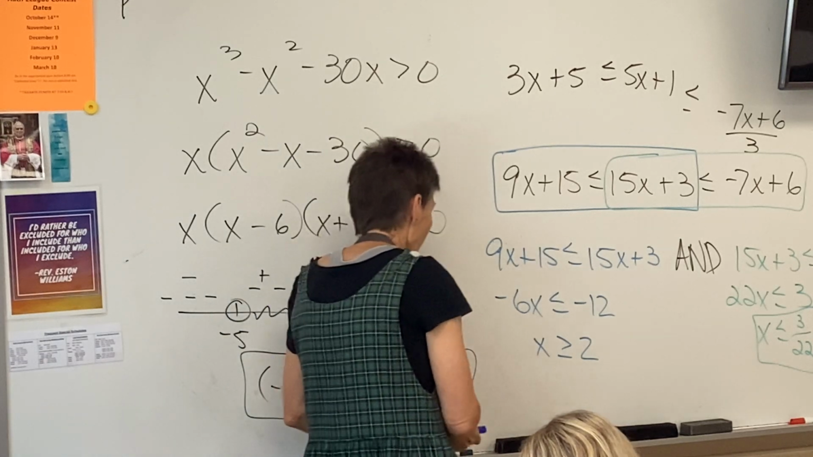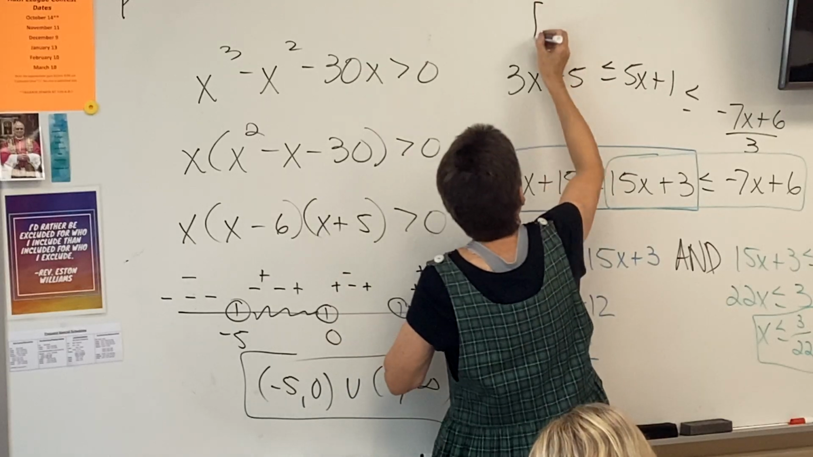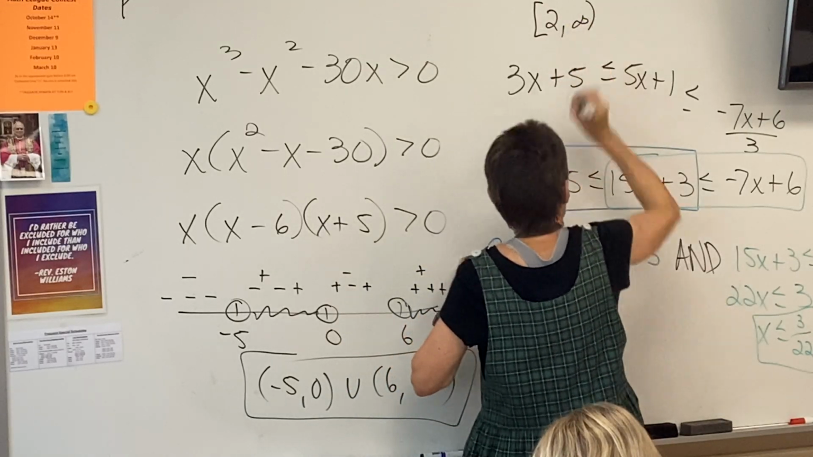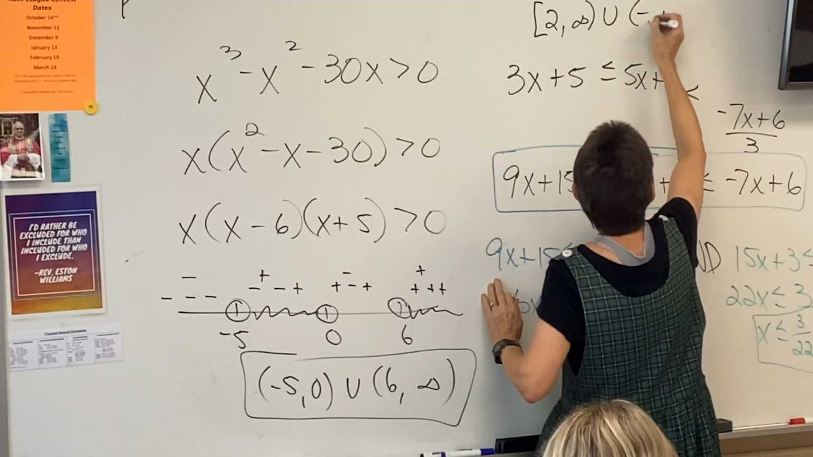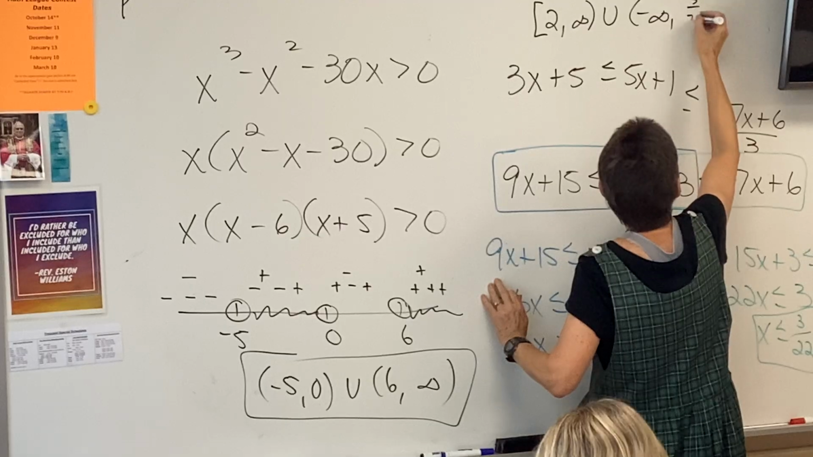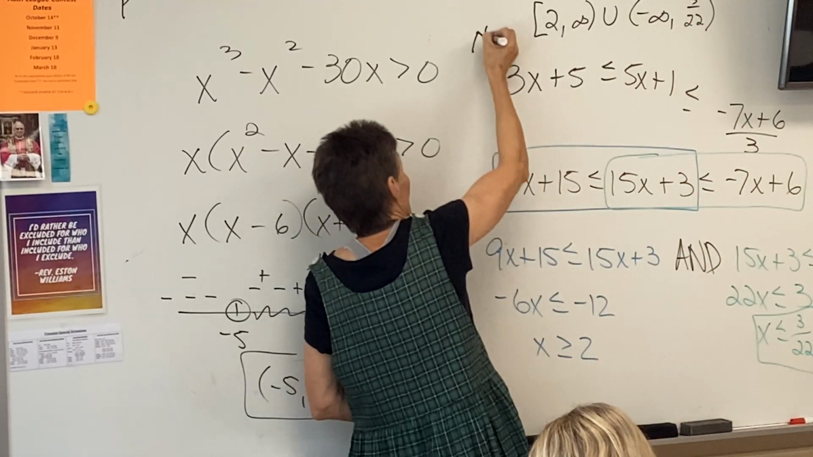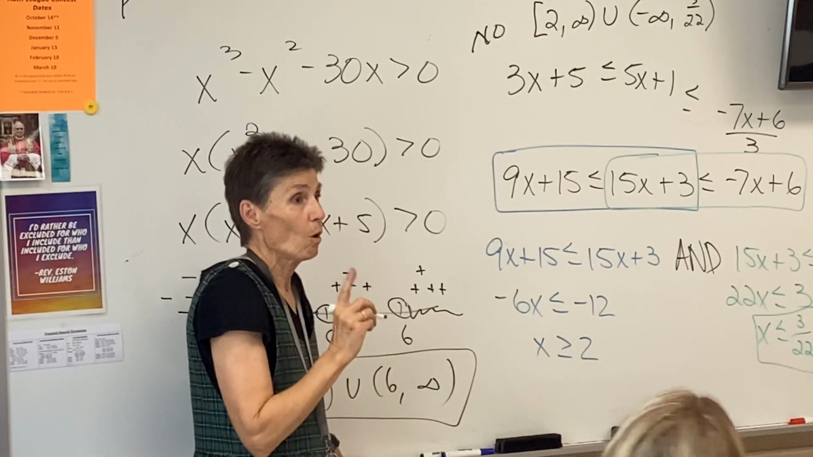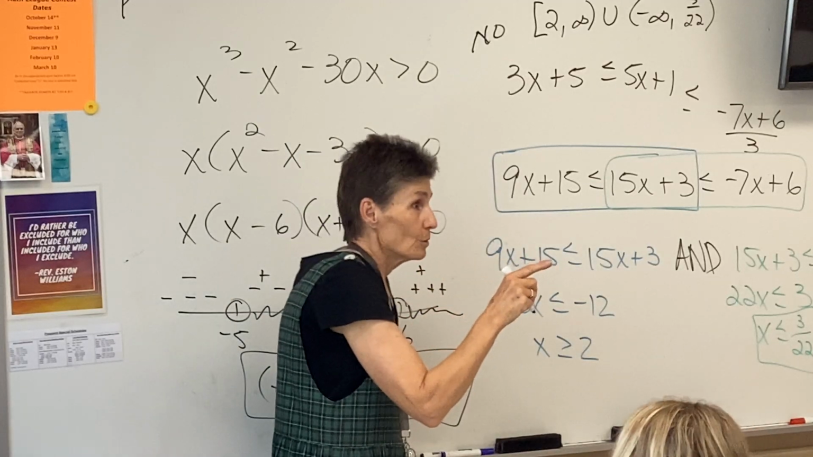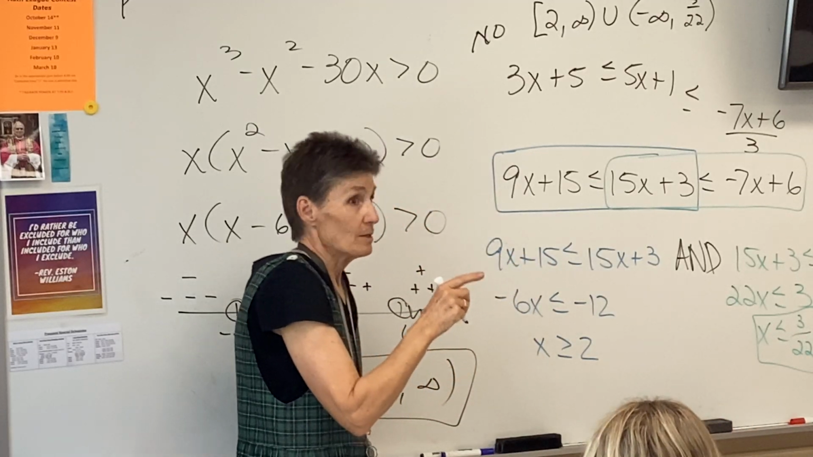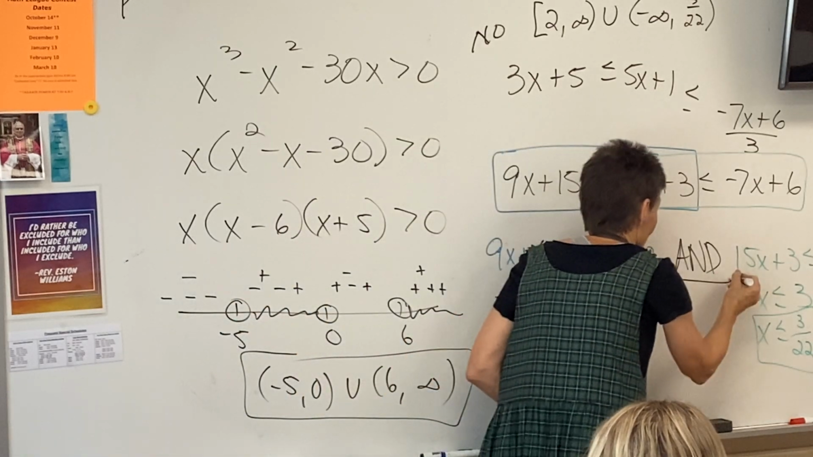So I saw answers that looked like this: 2 to infinity, or negative infinity to 3/22. That is wrong. Okay, this is a no. Why is that a wrong answer? Because you can't unionize positive infinity to negative. Okay, you forgot a really important word in here.